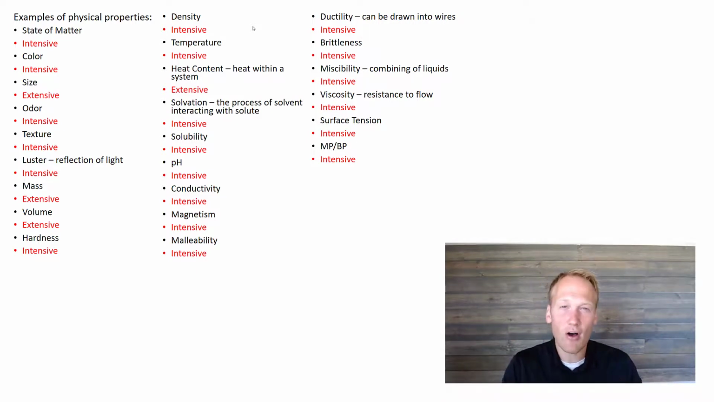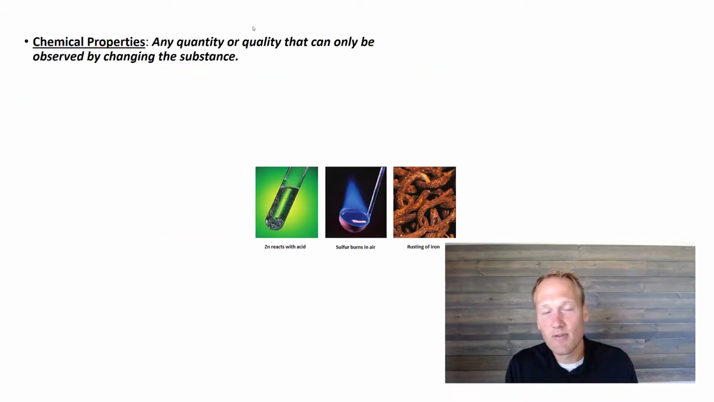I can observe all these things without any chemical reaction. That's number one. Number two, hopefully that helps you understand the difference between intensive and extensive. Remember, intensive is so intense it doesn't change with the size of the sample. All right, let's move on to chemical properties.